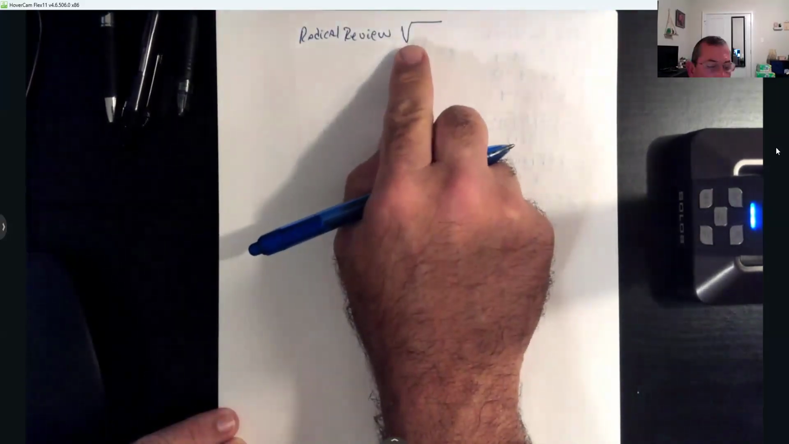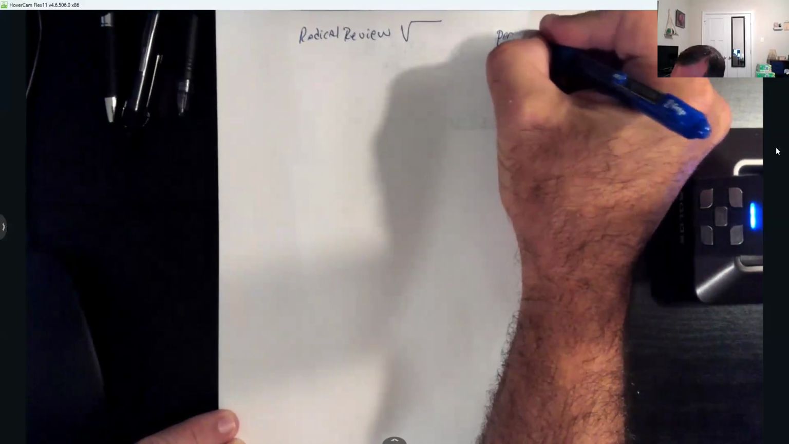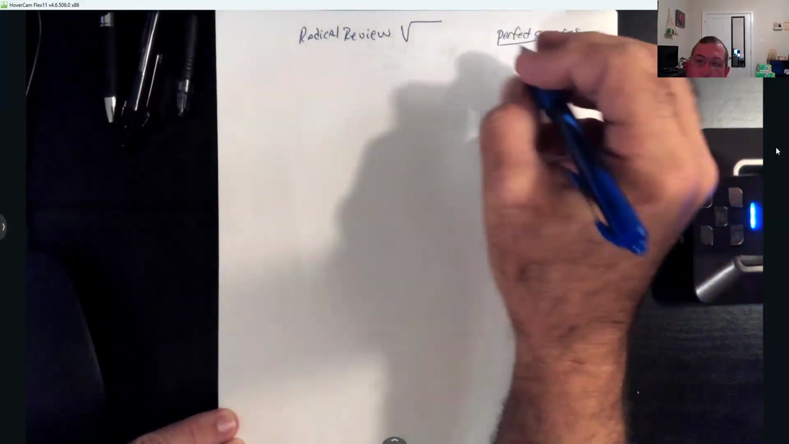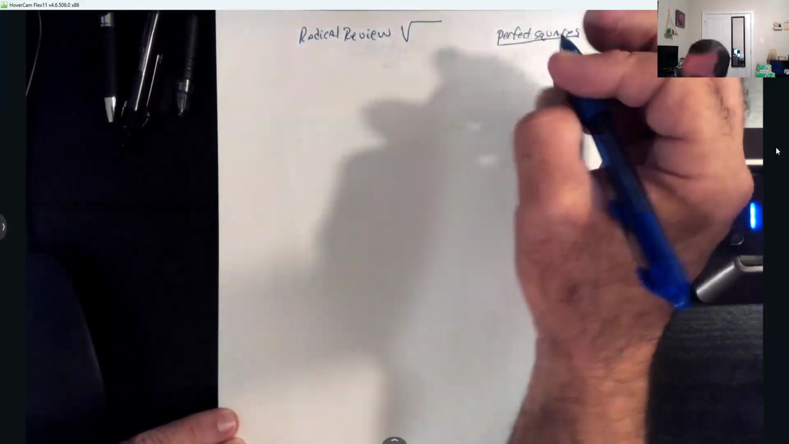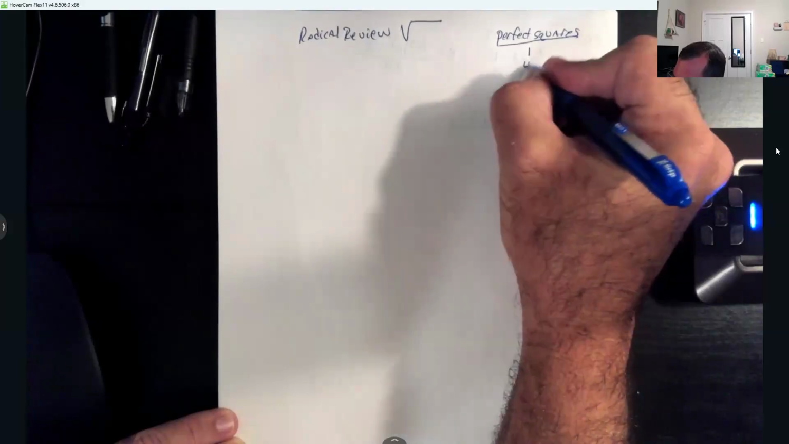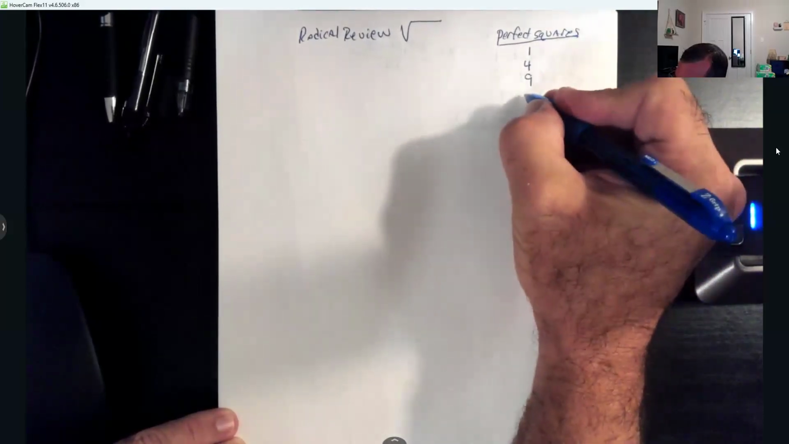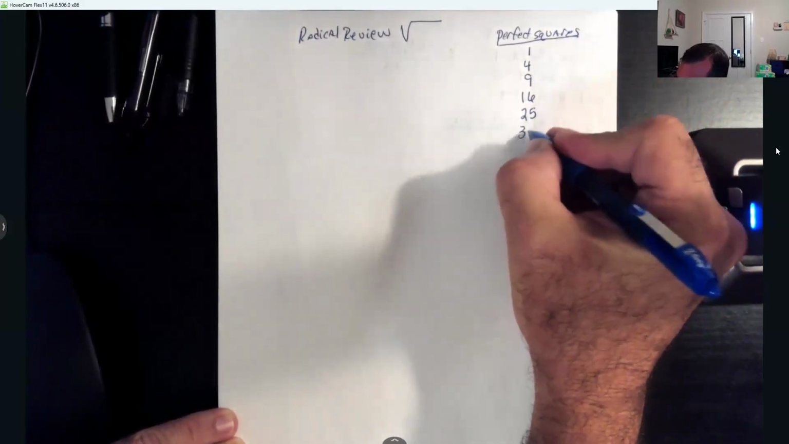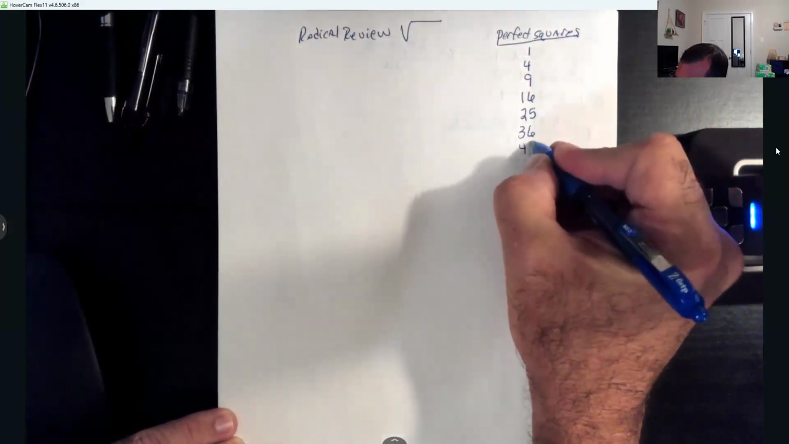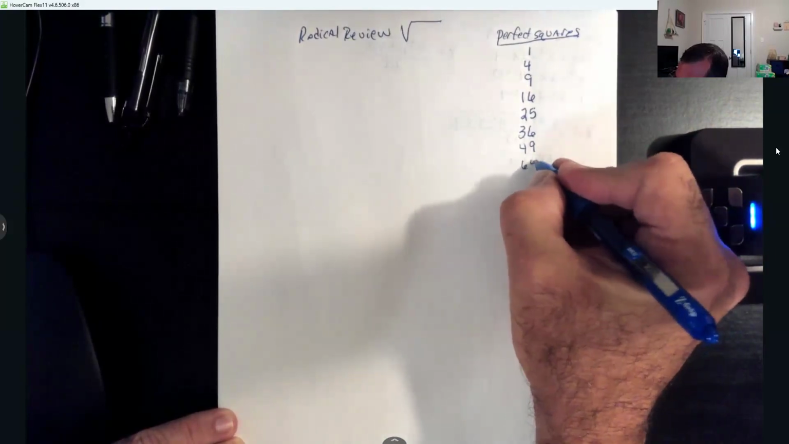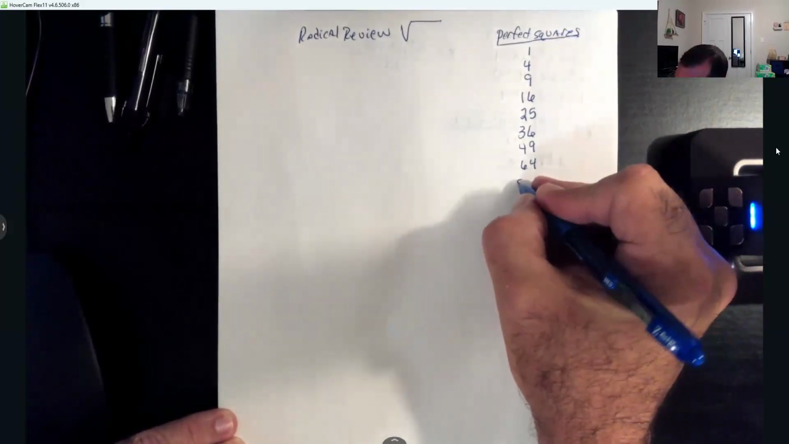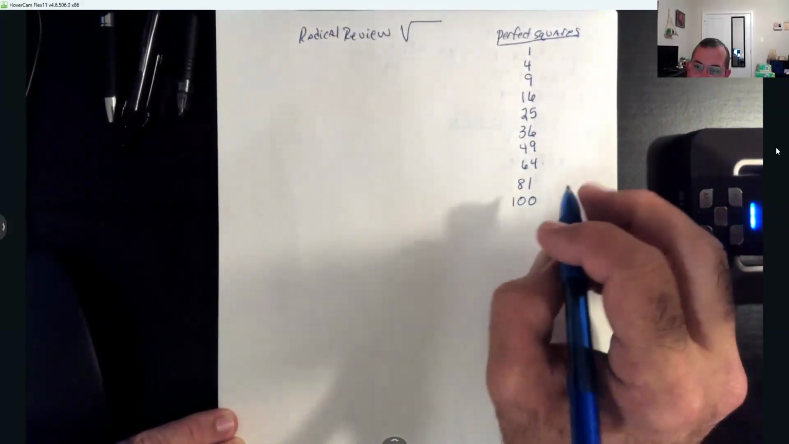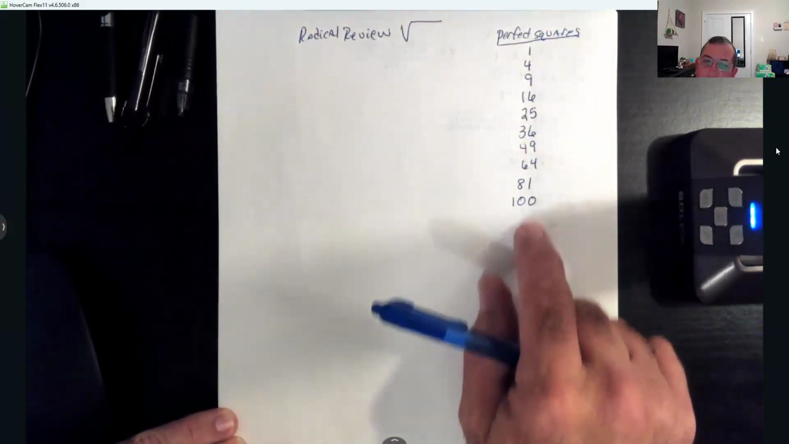And this is basically on square roots. So over here, I'm going to write perfect squares. Perfect squares are numbers you get multiplying the same number times itself. So 1 times 1 is 1, 2 times 2 is 4, 3 times 3 is 9, 4 times 4 is 16, 5 times 5 is 25, 6 times 6 is 36, 7 times 7 is 49, 8 times 8 is 64. What's next? 9 times 9 is 81, 10 times 10 is 100. That's probably big enough, but we could keep going on, okay?